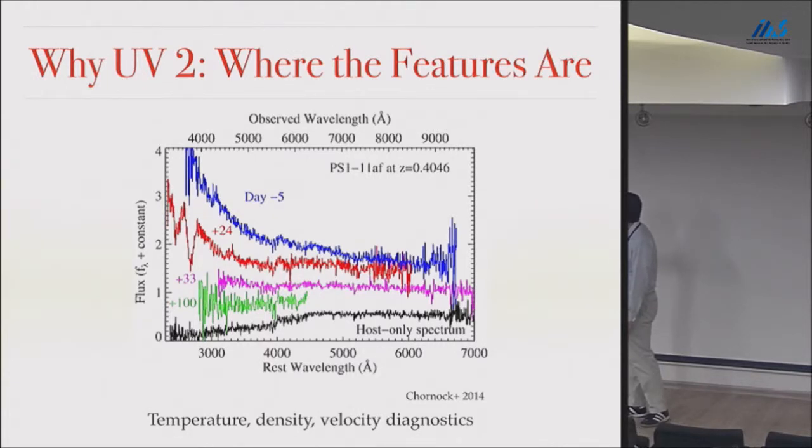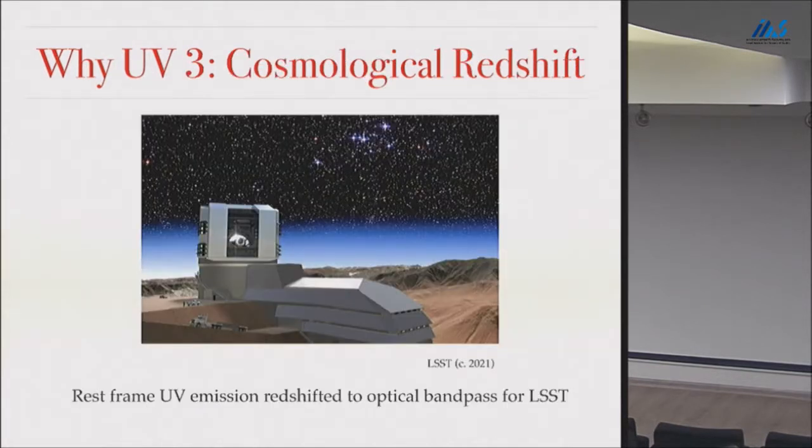But if you've ever done sort of quasar business, temperature, density, velocity diagnostics, looking in the UV is a very natural place. And of course, when we project forward down the road, when we think about the TDEs that LSST is going to be discovering, because it's so sensitive, it's going to be finding these at much larger redshifts than things like ASASSN. So if we want to look in the observed optical bandpass for LSST, it's actually going to be rest frame ultraviolet emission. So we really want to understand what's going on in the rest frame UV.